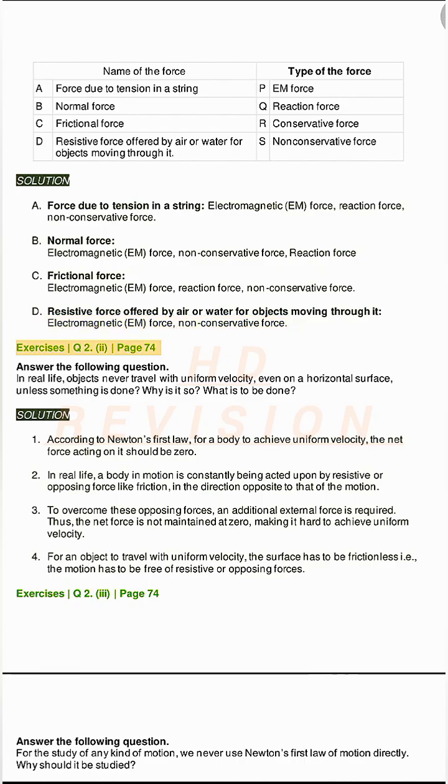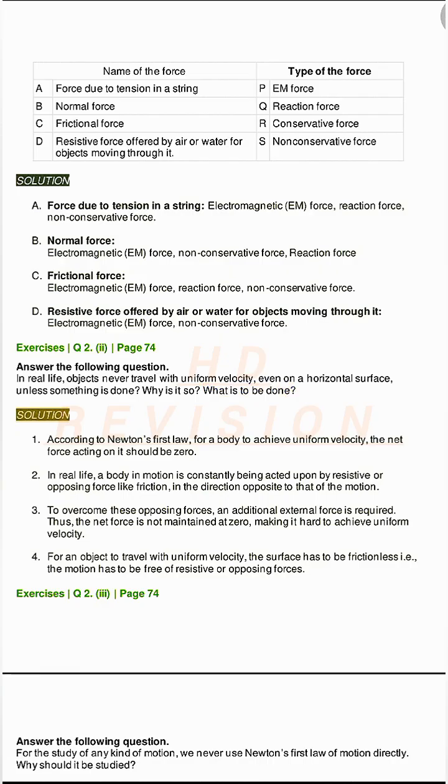Exercises Q2 E, page 74. Answer the following question. In real life, objects never travel with uniform velocity, even on a horizontal surface, unless something is done. Why is it so? What is to be done?